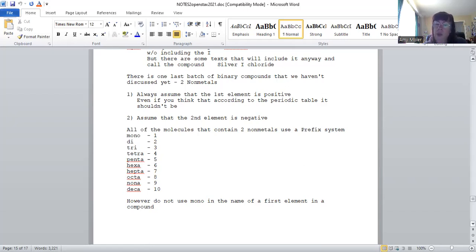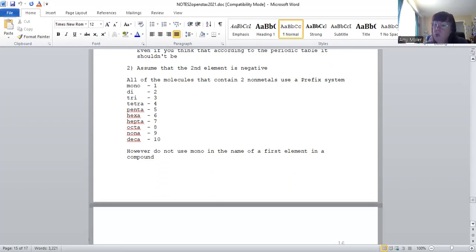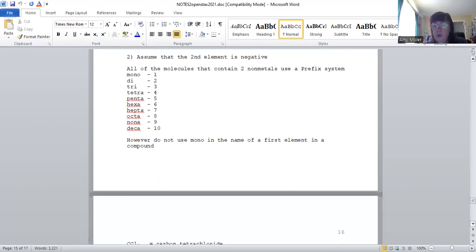This is the first time you are actually allowed to use a full-on prefix system. These are the prefixes that you may most often associate with geometry classes. We have mono, di, tri, okay, not quad. This one is actually tetra. Penta, hexa, hepta, octa, nona, and deca. Yes, there are actually prefixes which mean something more than 10, but for general chem 111, 112, we are seldom going to see anything more than 10.